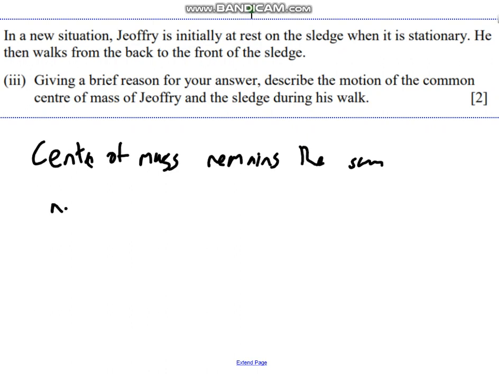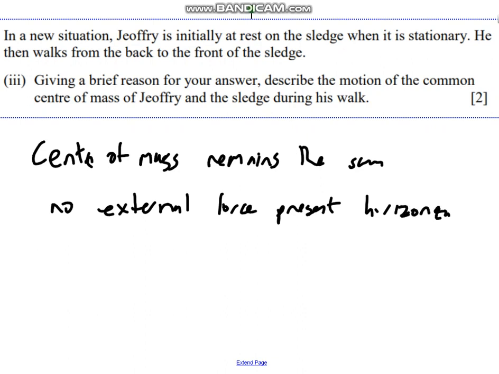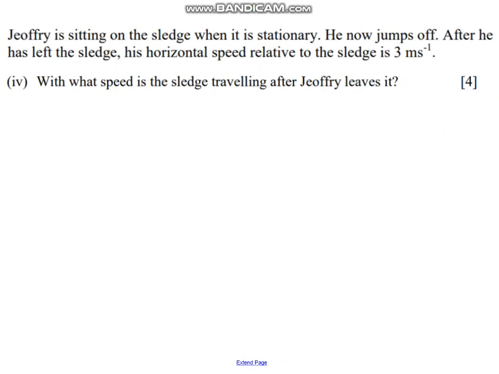One mark, no external force present horizontally. Second mark. Alright, okay. Question 4. Okay, so what's happening now?